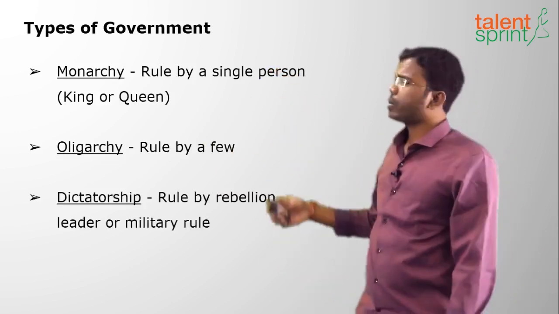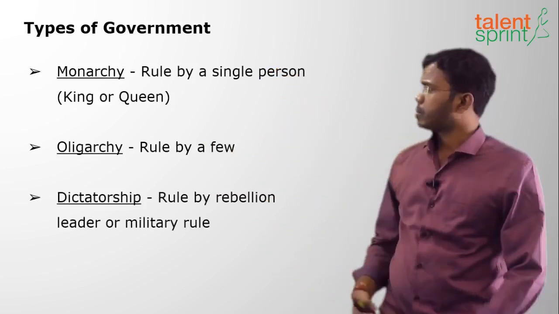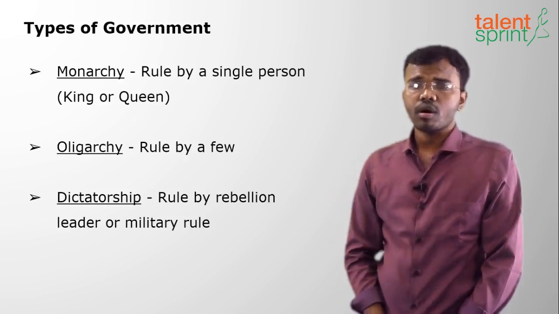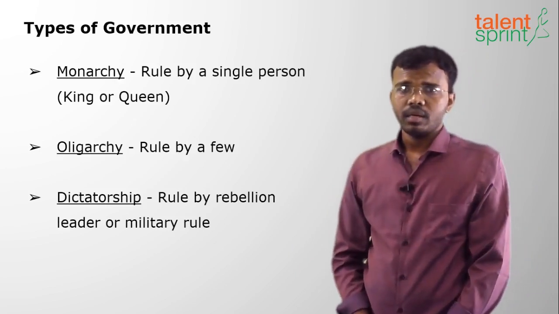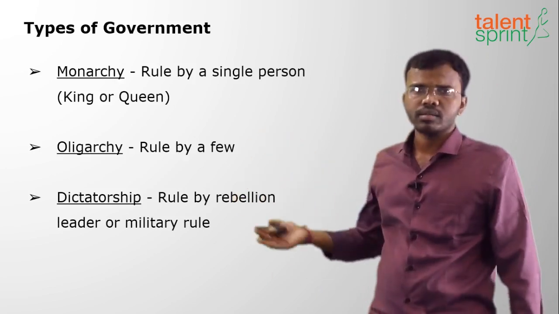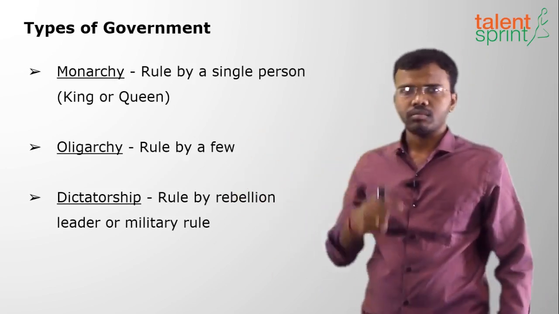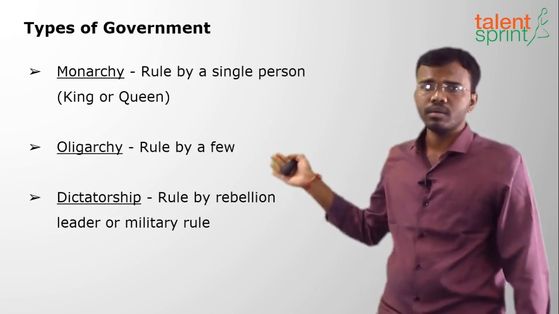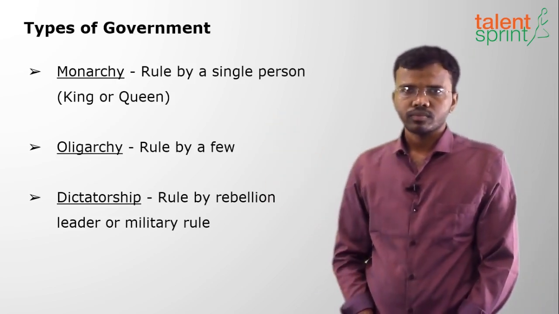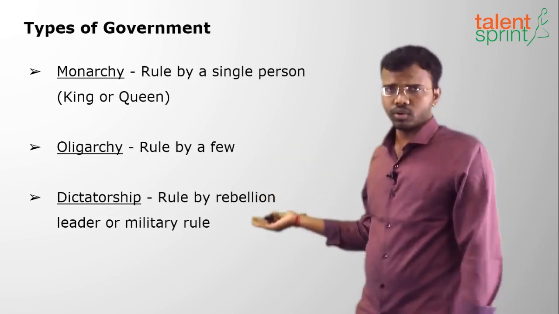The next type of government is dictatorship. How is a dictator formed? He may be formed because of a rebellion conducted by the people. He may be a military ruler also. Sometimes the military takes the government into its hands. So the dictator may be formed by a military ruler also. The best example is also North Korea.